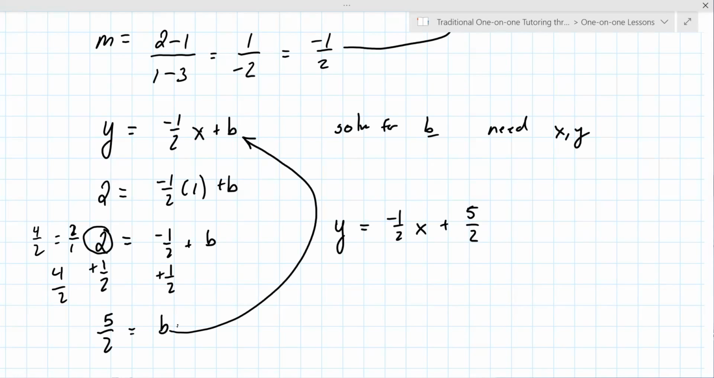Okay. Let me just get this all down. Five over 2 equals b. Then I plug it back in. Okay, I got it all down. Great. Okay, so we're up to the very last question.